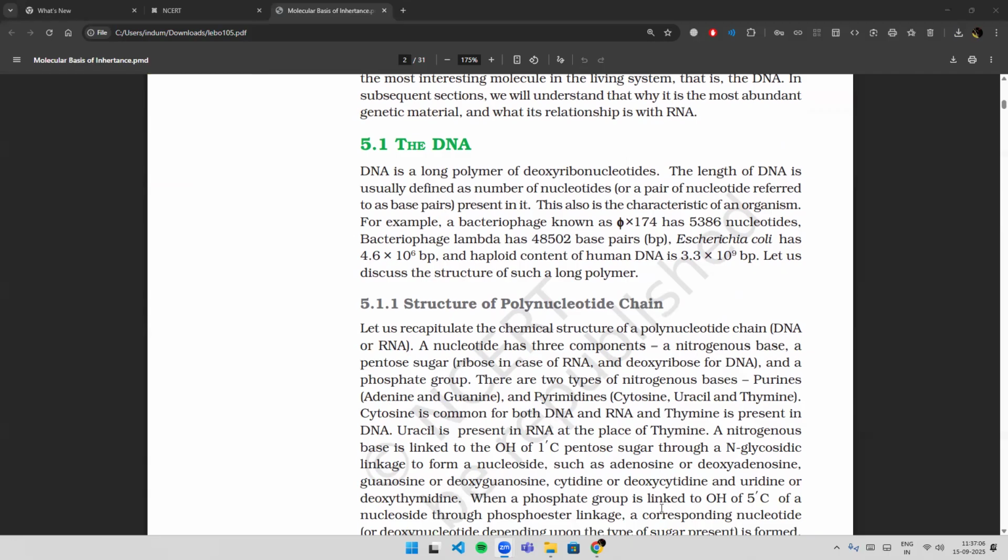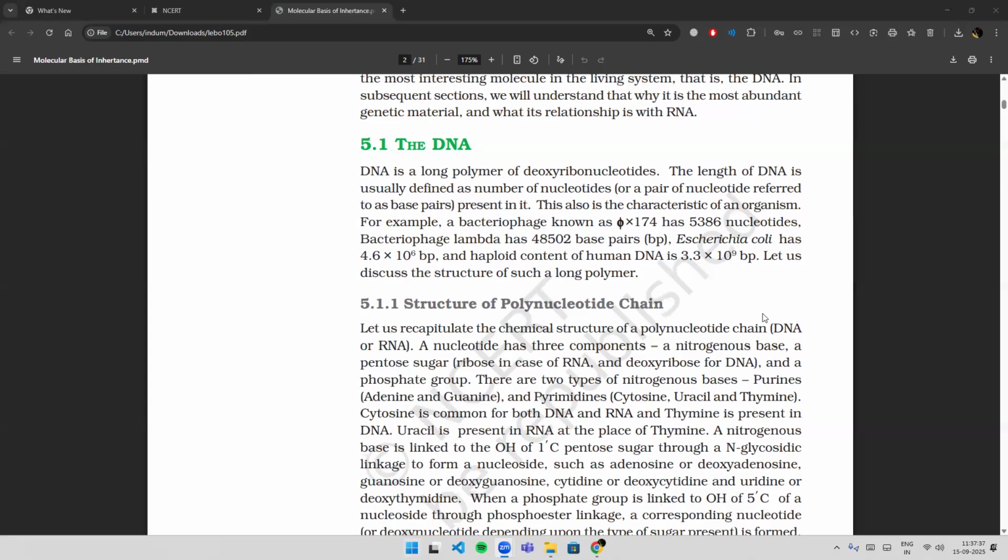For example, a bacteriophage known as phi X 174 has 5,386 nucleotides. Bacteriophage lambda has 48,502 base pairs. Escherichia coli has 4.6 × 10^6 base pairs, and haploid content of human DNA is 3.3 × 10^9 base pairs. Let us discuss the structure of such a long polymer.